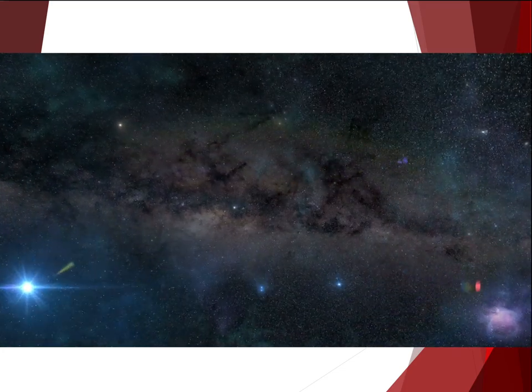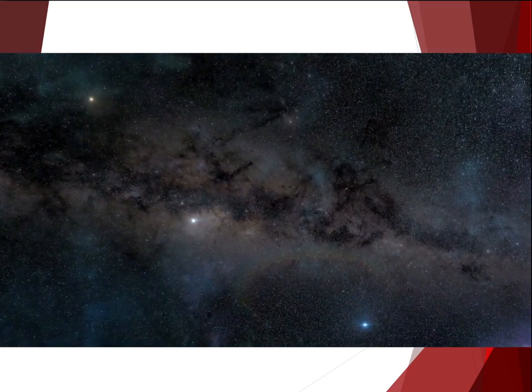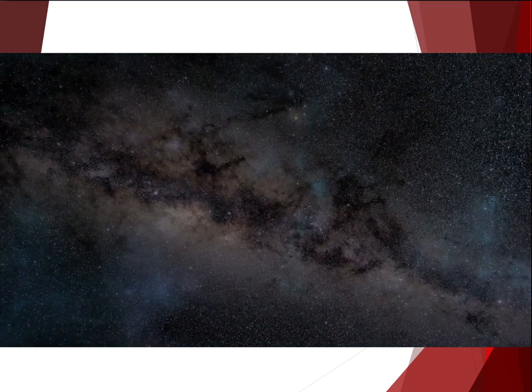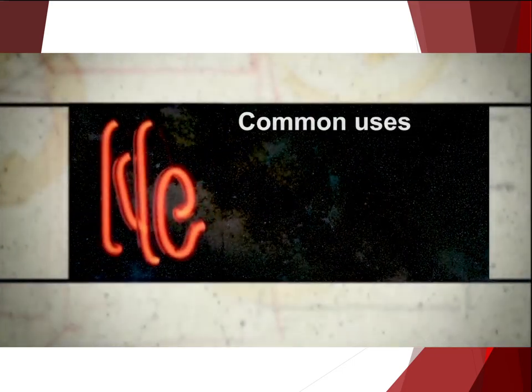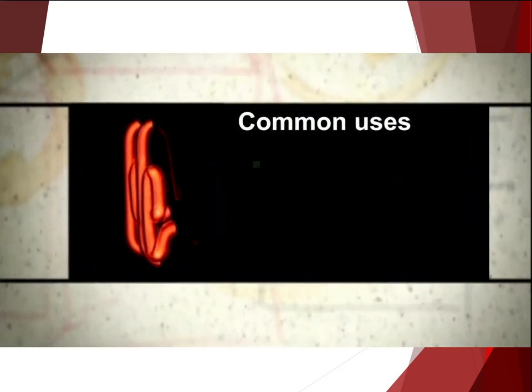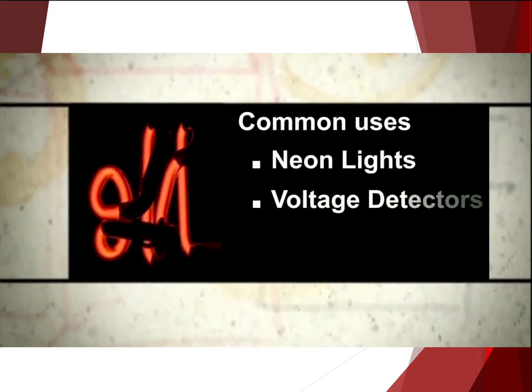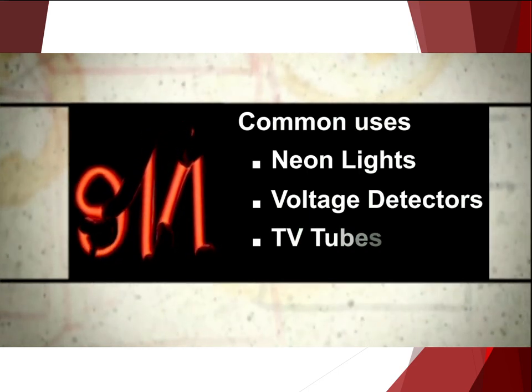Neon is the 4th most abundant element in the universe, but only a very small fraction of neon is found in the Earth's atmosphere. Neon is best known as the source of the reddish glow in neon lights, but it's also been used to make voltage detectors and TV tubes.